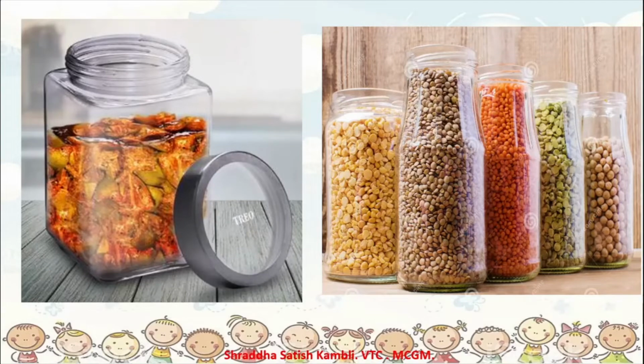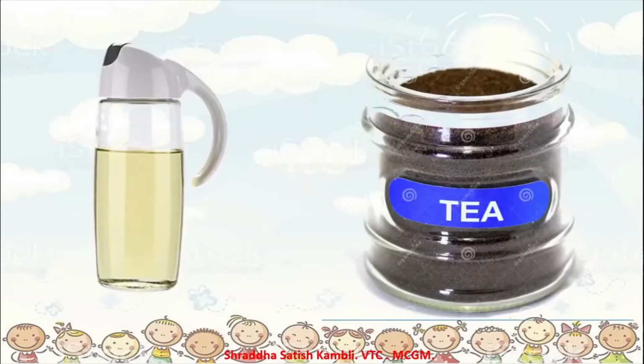Can we look at some more things now? See here, there is oil in a glass container, in a glass jug. There is tea in a glass jar. So you can store anything in glass safely without causing any damage either to the glass or to the thing which is stored inside the glass. So you can safely store a number of things in glass.